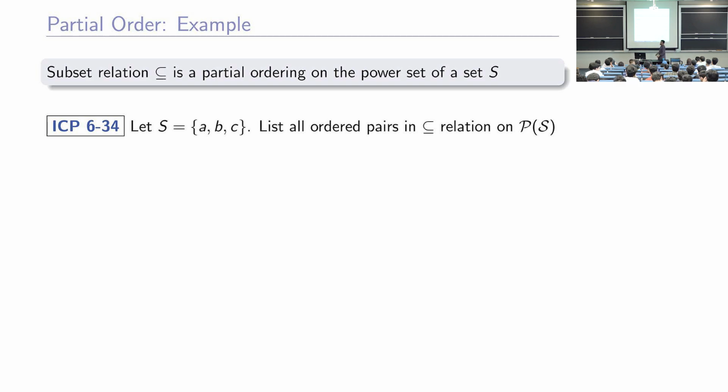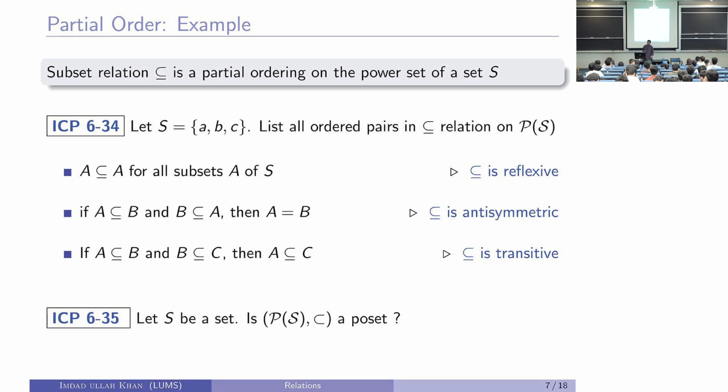Now is this a partial order? Okay. So take any subset of S. Is it a subset of itself? Take any subset of S, it is a subset of itself, right? Because any set is a subset of itself. So we know that, right? So now let's see. You take two subsets of S, one is A, the other is B. If A is a subset of B, then can B be a subset of A?